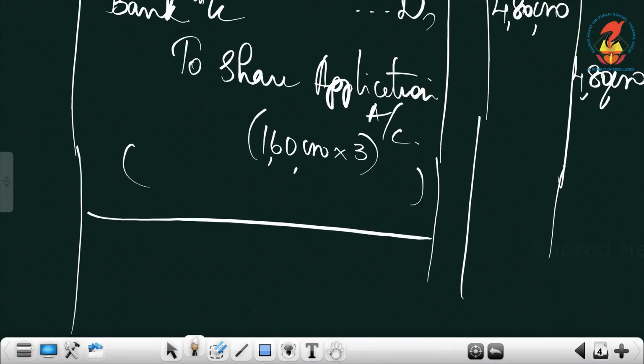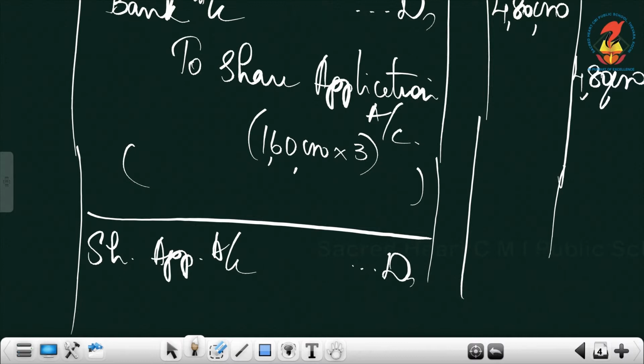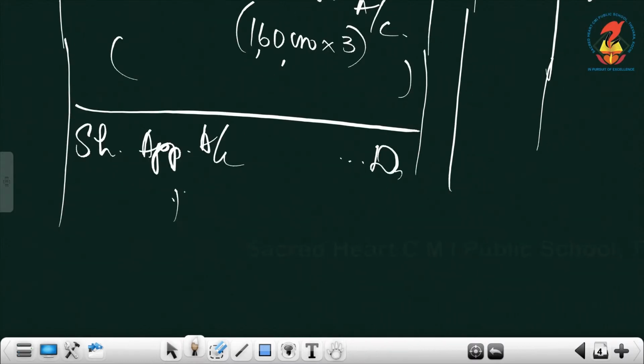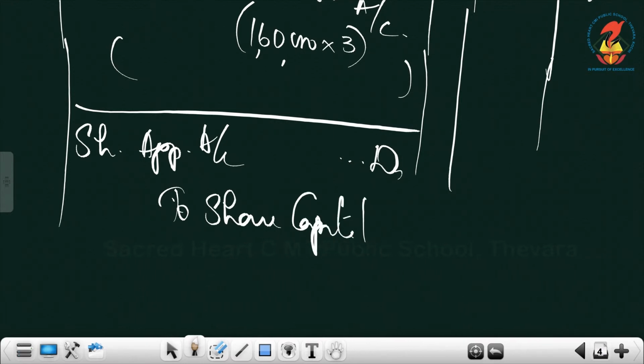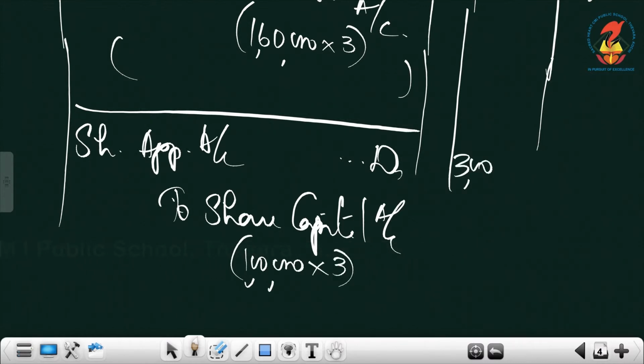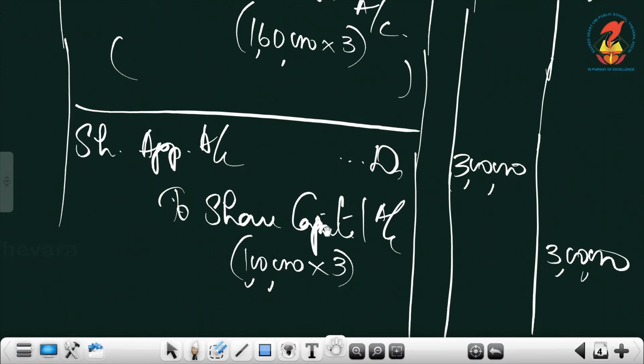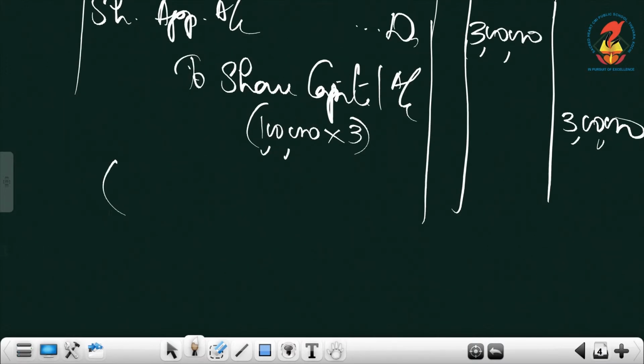Then the next one, as usual, we will write the journal entries. Share application account debtor to share capital. When you write, don't use short forms. Will it be the same amount? No. You know that second entry it will be only 1 lakh into 3, isn't it? Usually it will be there in the company calculation. But for this question, since we did it as two separate categories, we have to write the total.